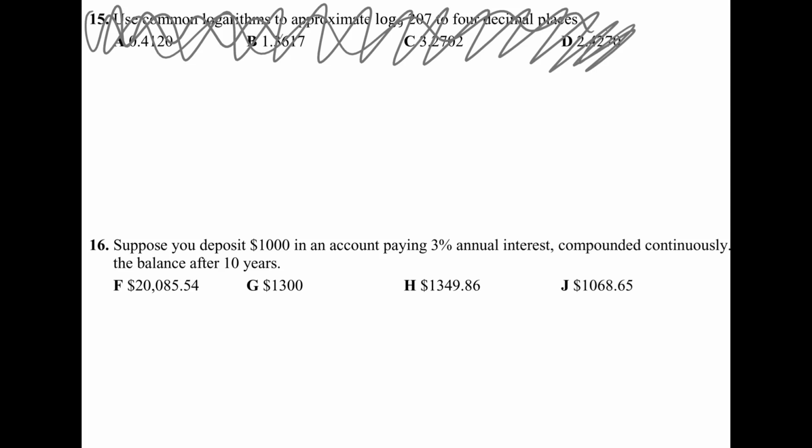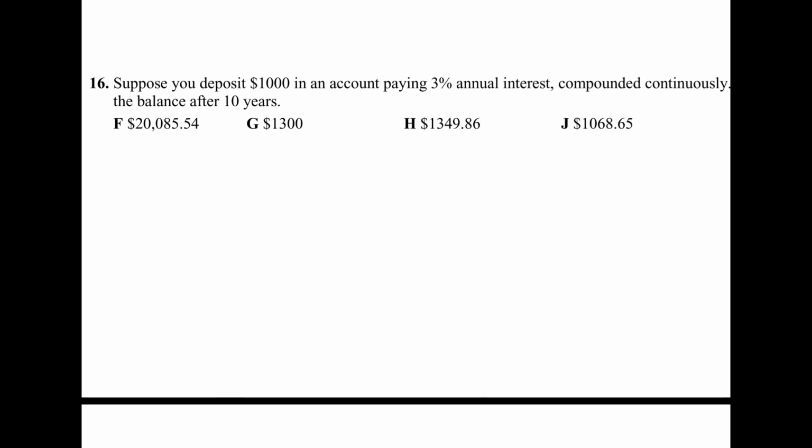If I showed you it, it's fair game for bonus, even if I'm not specifically testing you on it. Suppose you deposit $1,000. So this is going to be my principal. That's how much I'm depositing. That's my initial amount. Paying 3% interest. So this is my rate. How would I write this though?